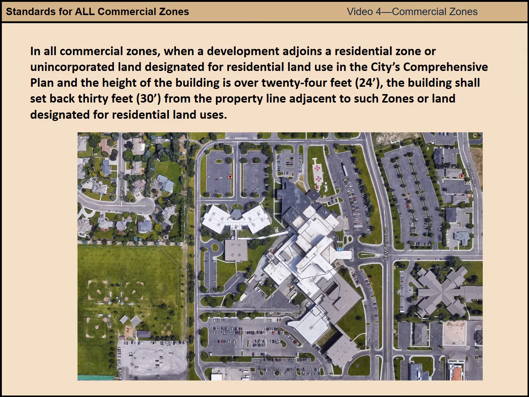We're going to spend some time on these next 2 slides talking about standards that will apply to all commercial zones. One of the common concerns we've heard is about how close commercial buildings can be to residential properties. In the proposed ordinance, any building that is more than 24 feet tall has to increase the setback from residential to 30 feet. Also, as the height of the building increases beyond 24 feet, so does the setback.